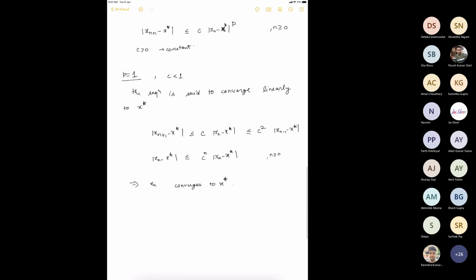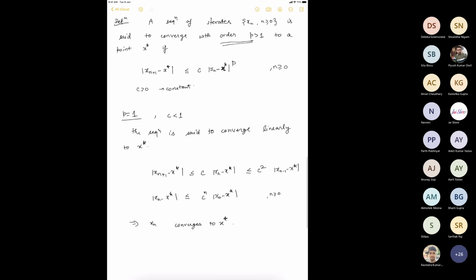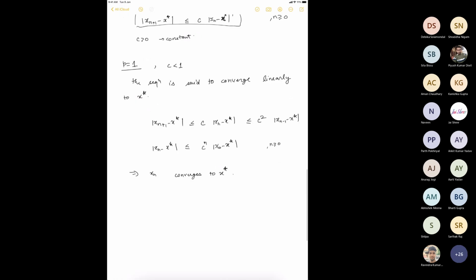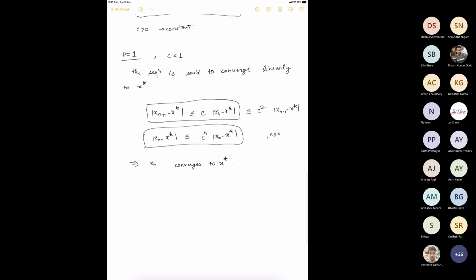So this is how we understand the order of convergence. When we say that a sequence converges, but with what order, this is how we determine the order of the convergence. So when we talk about linear convergence, either you can realize this relation or it suffices to realize the other relation. If you are able to prove any of these, then you say that the sequence converges linearly to x star.